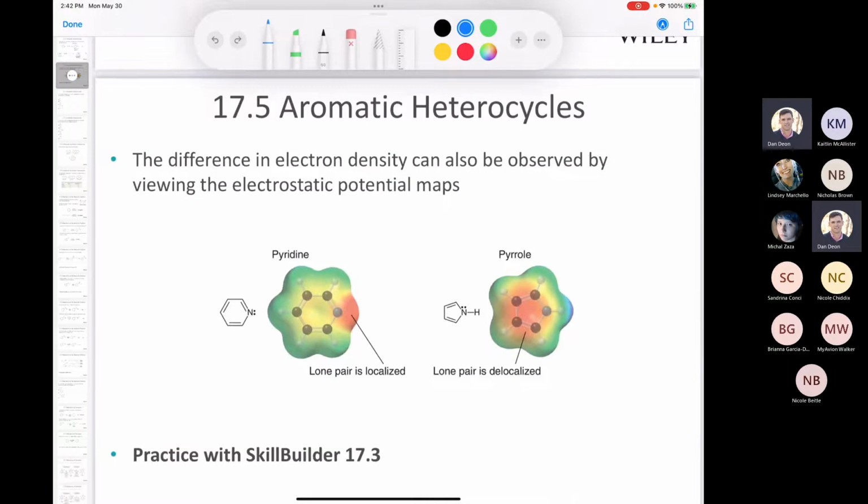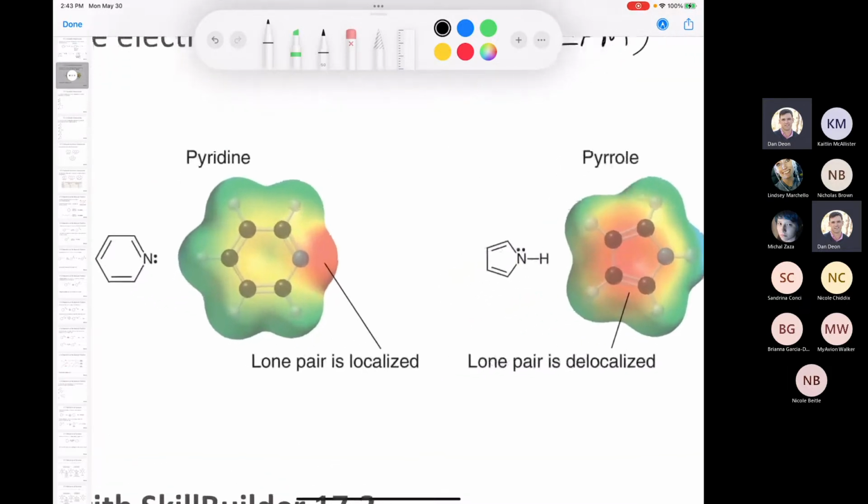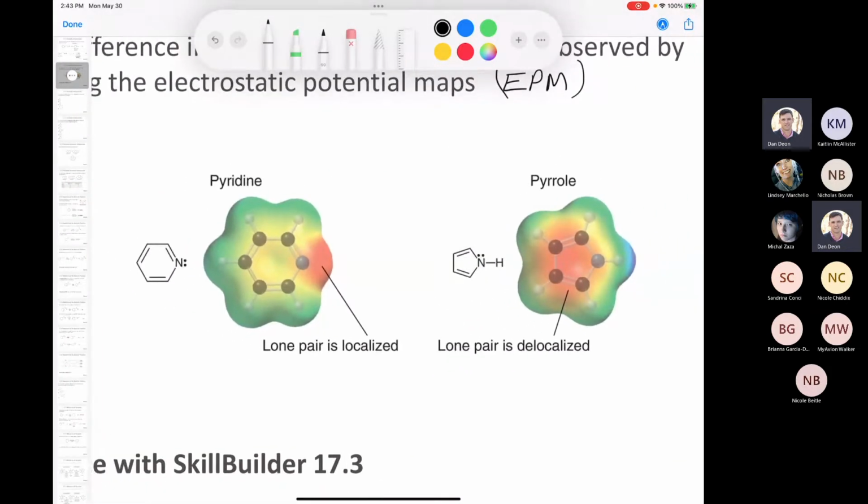It says the difference in electron density can also be observed by viewing the EPMs, or the electrostatic potential maps. These two are on the same slide, so we can compare them. You see that the lone pair on the nitrogen, represented by the orange coloring, is just stuck in one spot. It's not going anywhere. It's like, I'm open for business. Whereas if you look at the orange coloring in pyrrole, you see it's everywhere. Why? Because it's delocalized throughout the entire ring. There you go. So pyrrole is not a strong base, or not basic, I should say, whereas pyridine is basic.